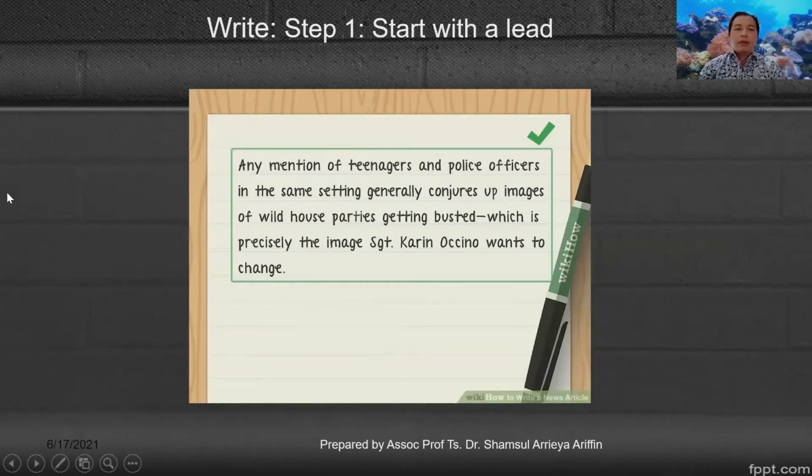Okay, now we have already gone through the first major step in writing an article, which is planning. The next section is to write. After you plan, you need to write. You need to start with a lead sentence.